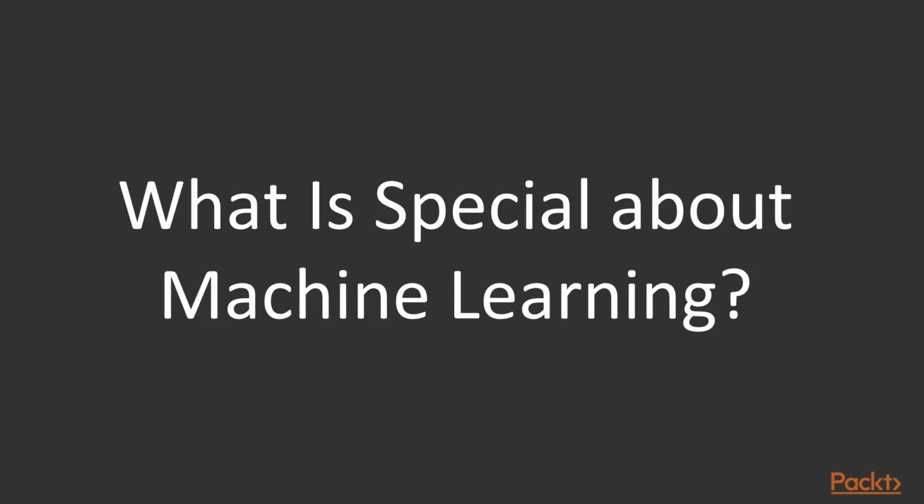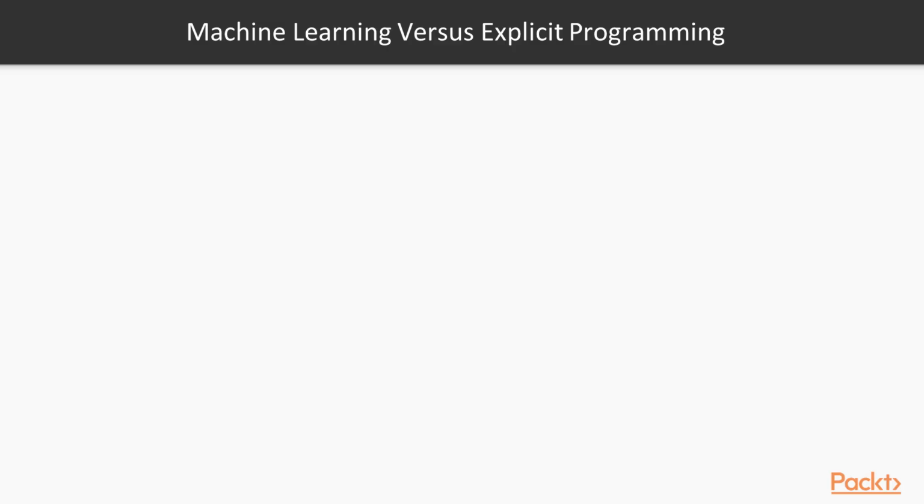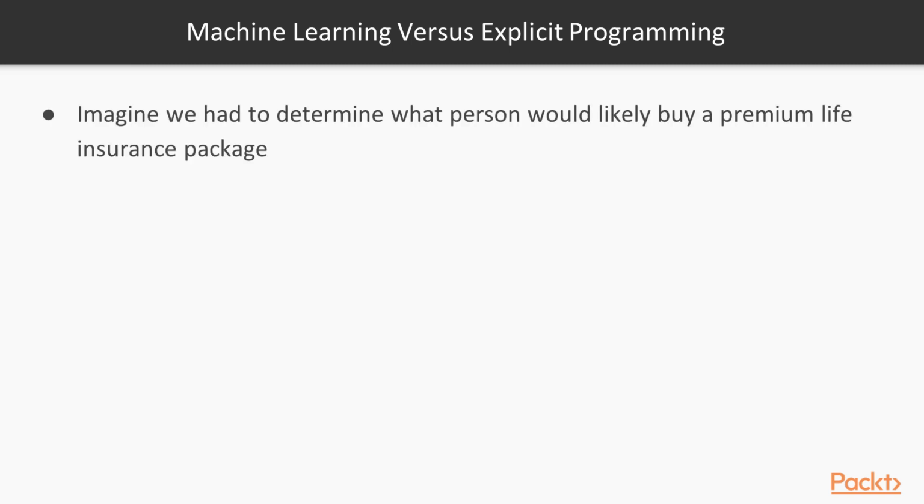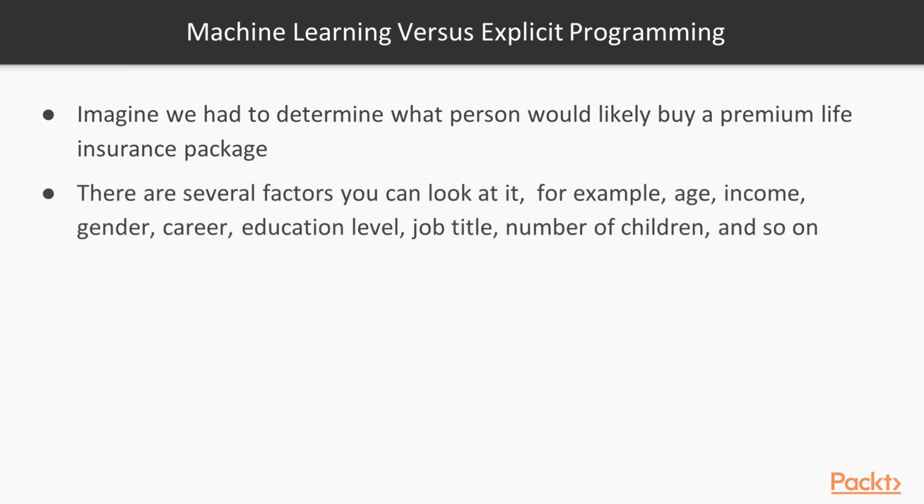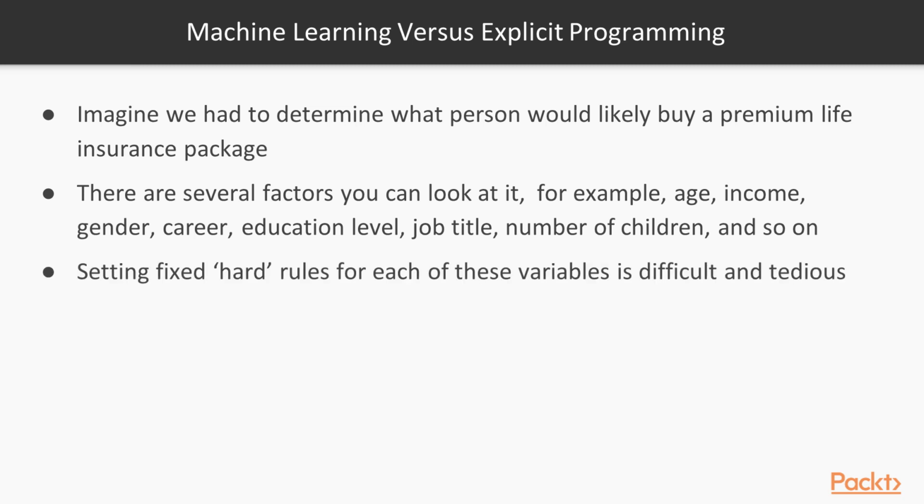But what is so special about machine learning? Well, think about something here. Think about machine learning versus explicit programming. And what is explicit programming? Well, imagine we had to determine what person would likely buy, say, our premium life insurance package. Now, there are several factors you can look at. You can look at age, income, gender, career, education level, job title, number of children, and a lot of other data.